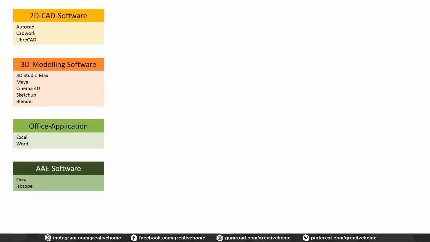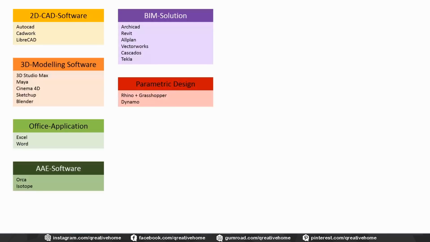You know that I'm working with ArchiCAD, which is a BIM software solution, but there are also some other BIM programs on the market, for example Revit, Allplan, Vectorworks or Tekla. For parametric design, Rhino and its add-on Grasshopper surely is the number one on the market.